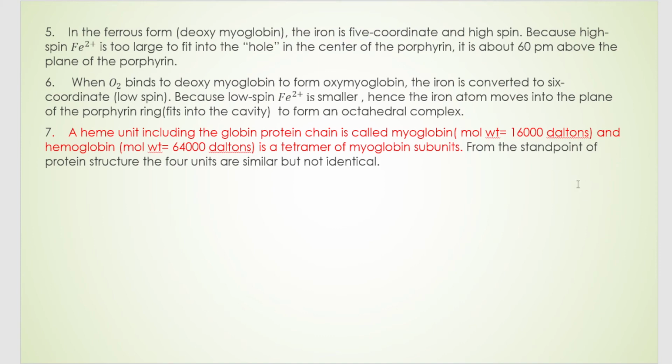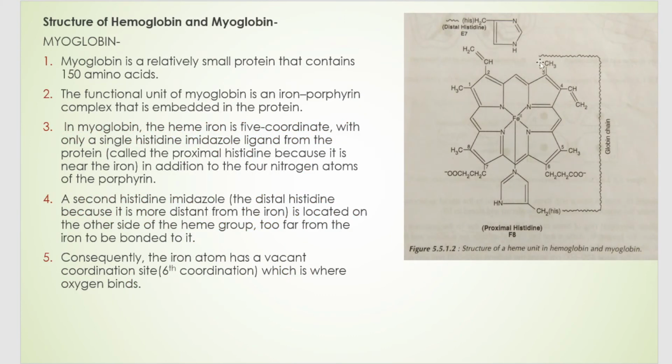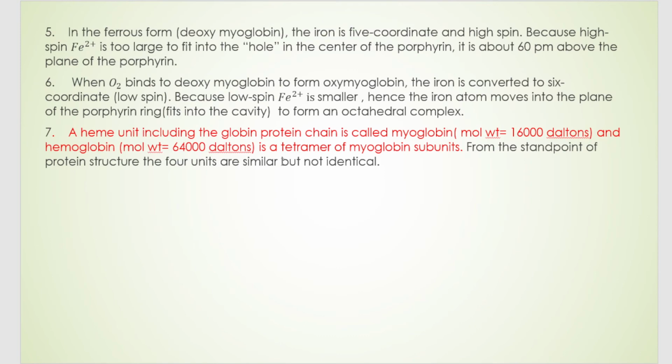Now, what is the difference between hemoglobin and myoglobin? Hemoglobin has a molecular weight of around 64,000 Dalton. It is a tetramer of myoglobin units. That is, myoglobin's 4 times is nothing but hemoglobin. Okay, so these same units are present in hemoglobin, but they are present 4 in number. In myoglobin, it is only 1, whereas in hemoglobin, they are 4 in number. So those 4 are similar, but they are not identical.